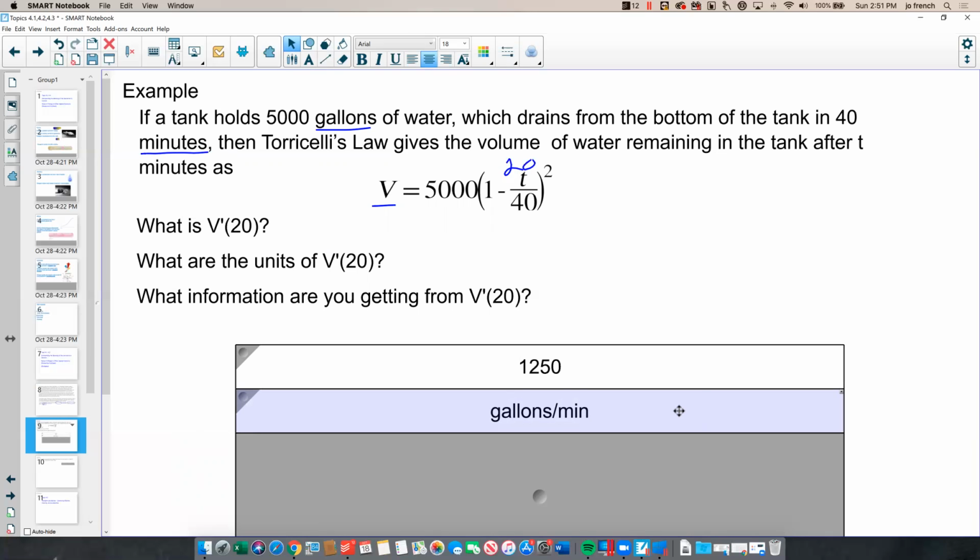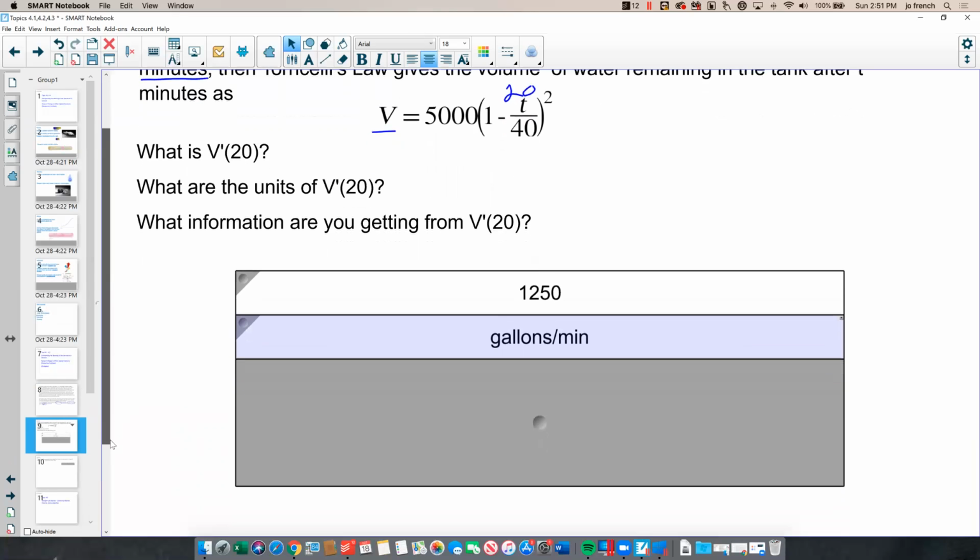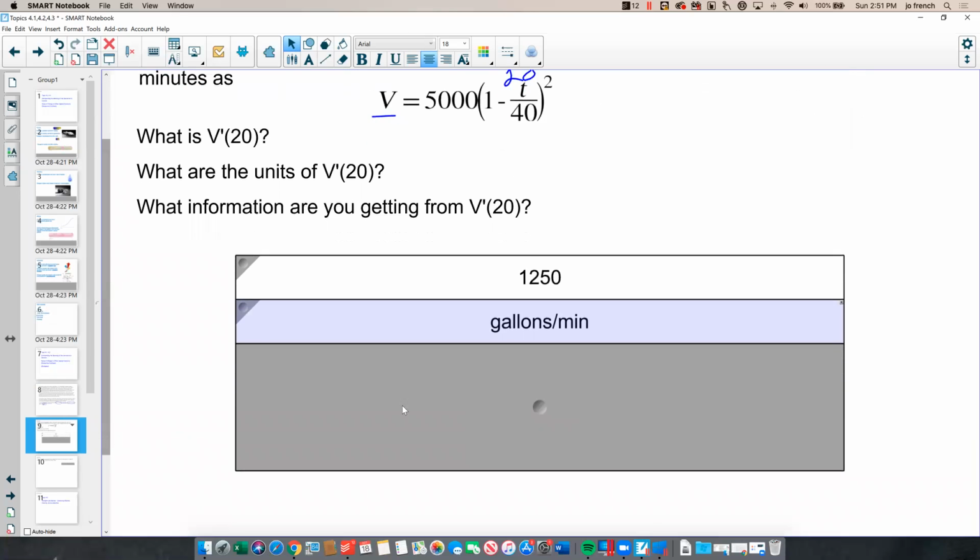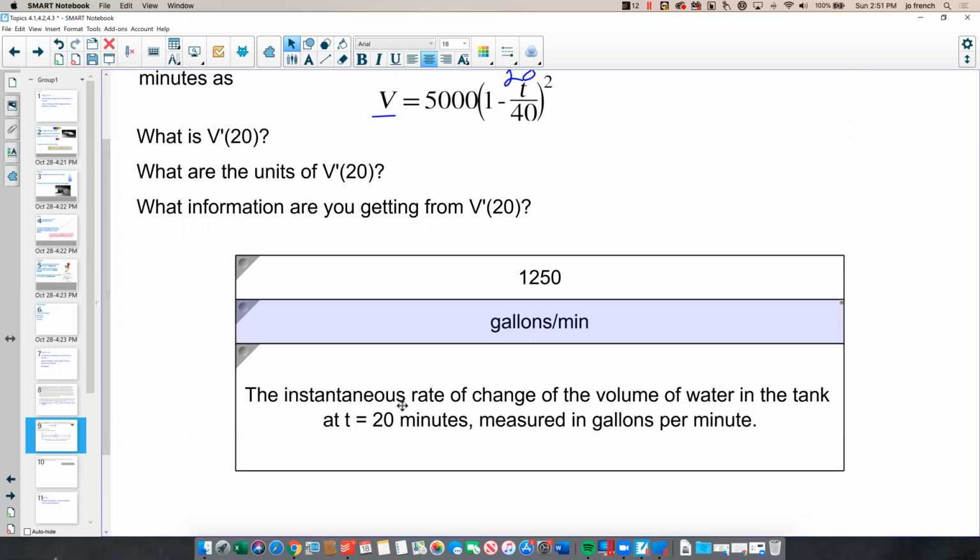What information are we getting from V prime of 20? This is the interpret piece of the question. So here's where we're very specific. We say that the instantaneous rate of change of the volume of water in the tank at t equals 20 minutes, measured in gallons per minute. See, we used the rate, we used the time, and we used the units.